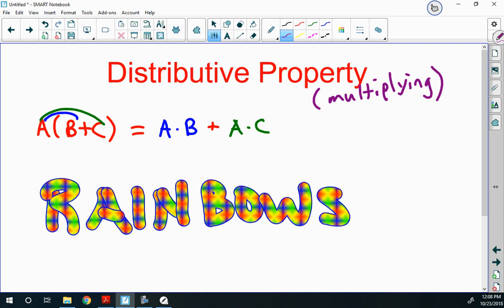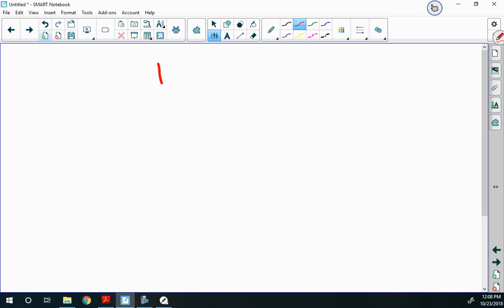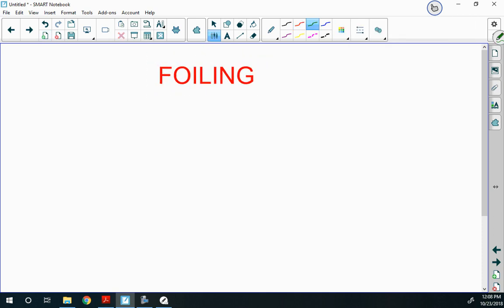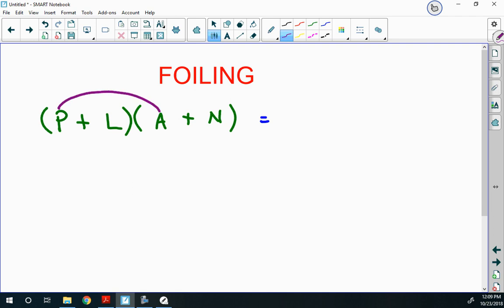What you probably failed to realize is that the distributive property is used in foiling. Did you know that? So let's think about foiling. We said we're going to talk about the distributive property. We're also going to talk about foiling. Now, some of you didn't get to see this question. Now, this is just going to be some rainbows, right? What's that going to be?